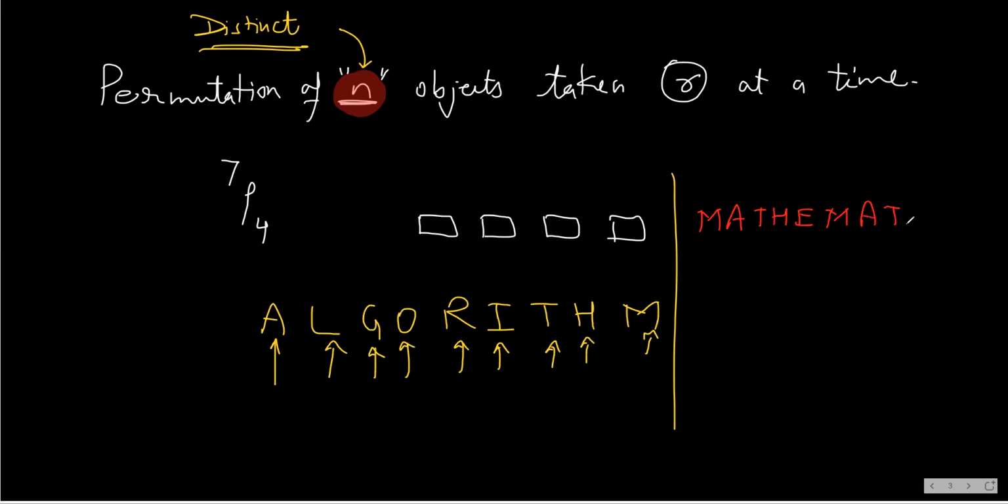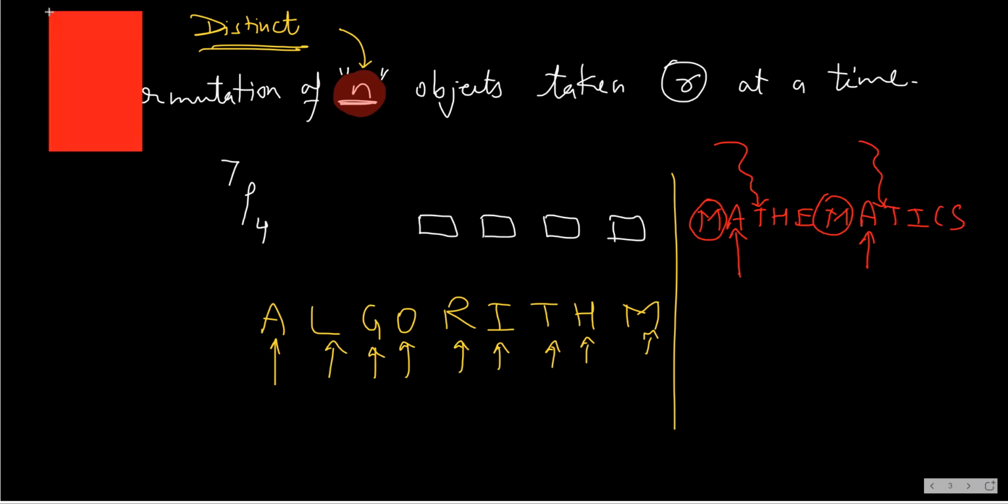So if I have to arrange the letters of the word mathematics, the scene will be totally different. Why? Because M is repeated 2 times, A is repeated 2 times, T is repeated 2 times. You see this? Because of the repetition, it is not going to be the way it was done by us when all the n objects were distinct.